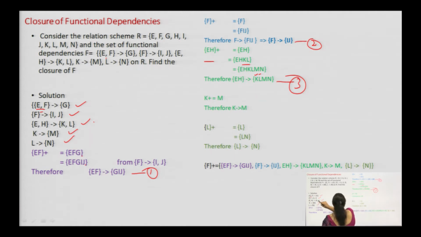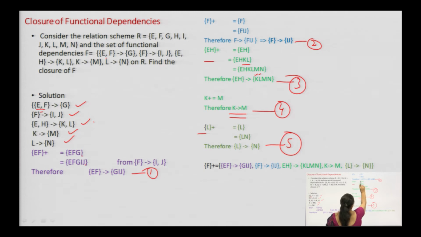K determines M. So we get K determines M because we cannot derive anything more from the given set of functional dependencies. This is 4. Then we have L determines N. We will find the closure of L, which is going to be L N, or L determines N. This is 5. So F plus will be E F determines G I J, F determines I J, E H determines K L M N, K determines M, and L determines N.